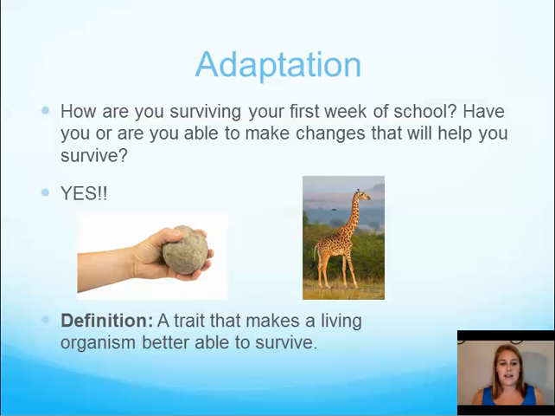The next characteristic is adaptation. How are you surviving your first week of school? Are you making any changes? Yes. There are some physical aspects that humans have that not all organisms have. For example, the opposable thumb. Our thumbs allow us to grasp and hold on to things that we can pick up, but not all organisms have it. We adapted to our environment in order to help us survive. Giraffes, for example, have long necks. So the definition for adaptation is a trait that makes a living organism better able to survive.